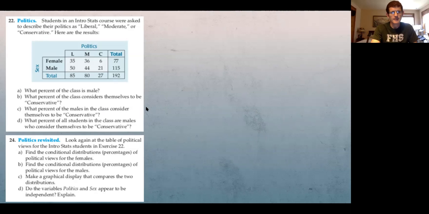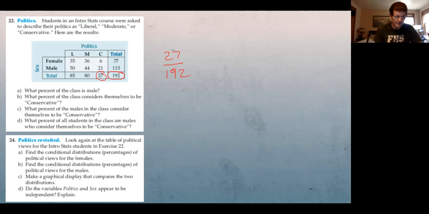So what % of the class is male? Well, that's asking for a marginal distribution. So we've got male out of the 192. You guys can figure out what 115 divided by 192 is. Hopefully you're feeling good about that. Okay, what % of the class consider themselves to be conservative? Well, now it's marginal again, but we're dealing with the 27 conservatives out of 192. So notice that in both of these cases, we're talking about the class at large.